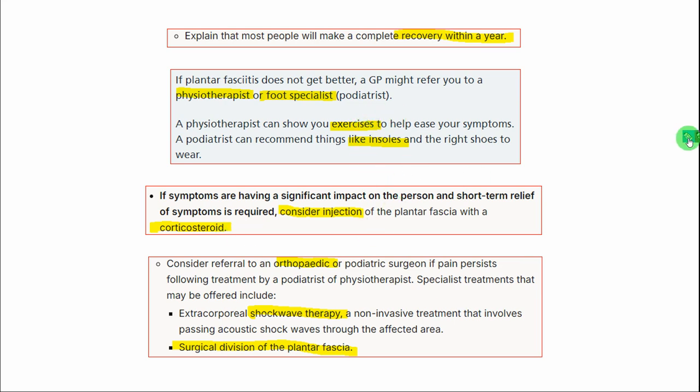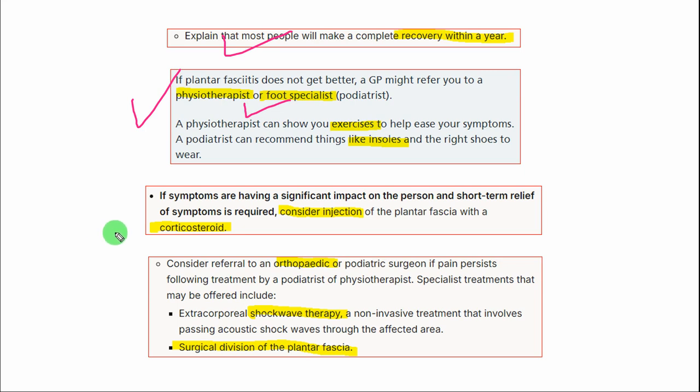The first thing in the doctor part, you can reassure that usually most people will make a complete recovery within a year. That is as mentioned in NICE CKS. After we offer some help with self-physiotherapy and trying over-the-counter medicines, you can signpost that we may need to refer you, or we may need to seek help from the physiotherapist or foot specialist who can help you cope with that. Or if it does not get better in the coming few weeks, we may need to ask our colleagues, the physiotherapist or foot specialist, to help with that.